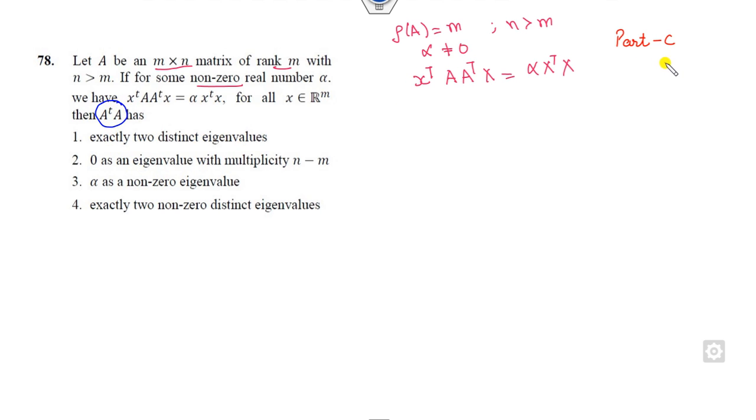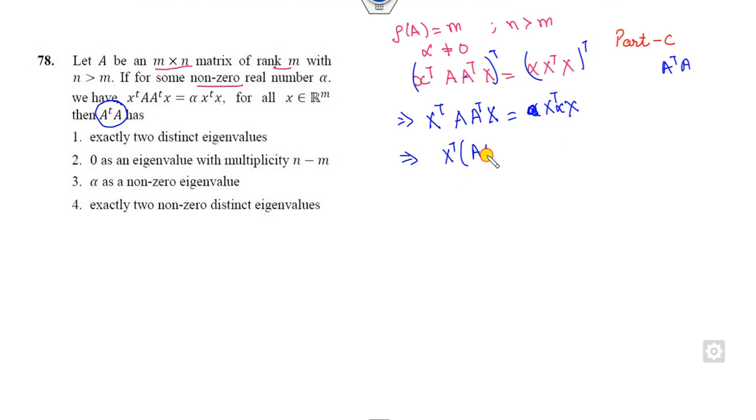Firstly, I can find the value of A transpose A. I can take the transpose on both sides. X transpose of transpose is X, and it is A transpose X. Alpha is a real number, so this is the same. Since alpha is a real number, I can write this alpha here. So I can take X transpose common: A transpose minus alpha I of X is 0.